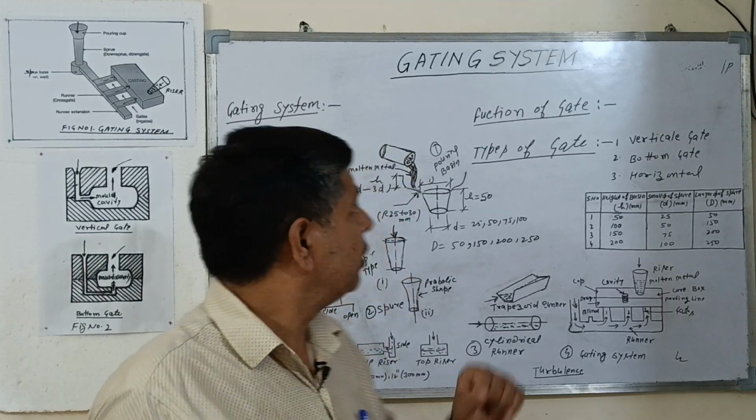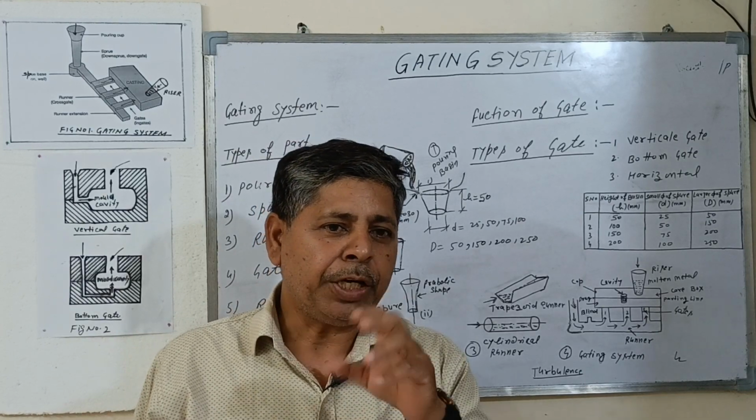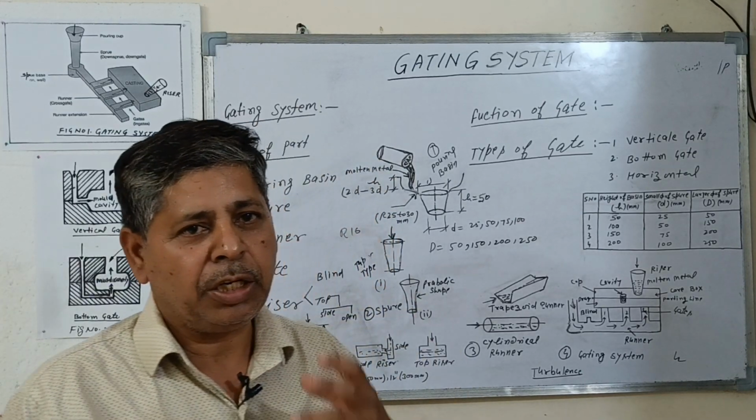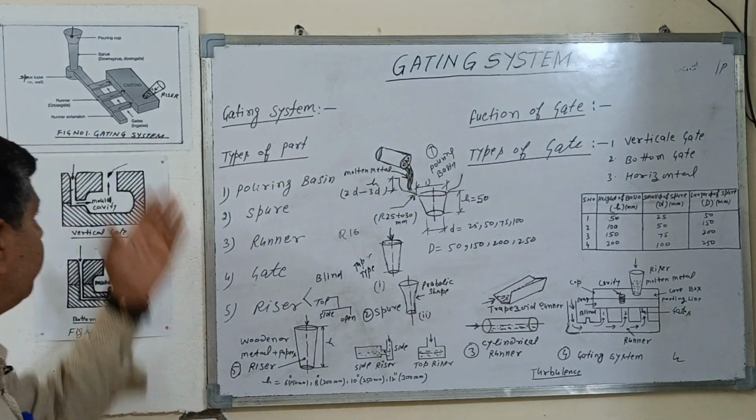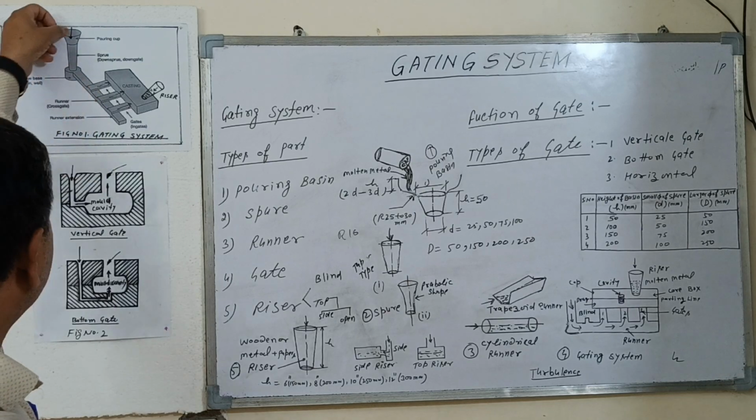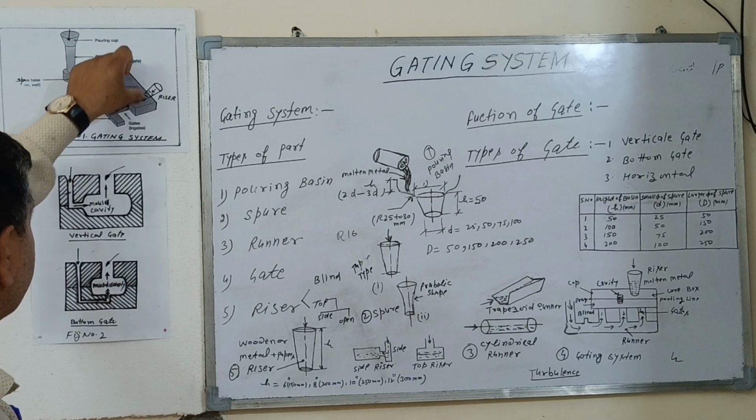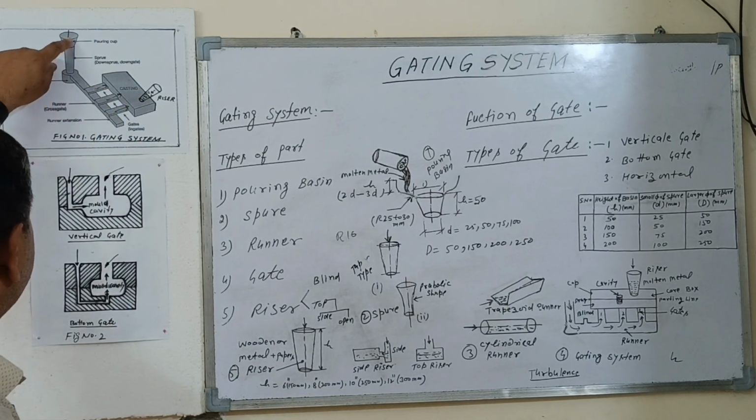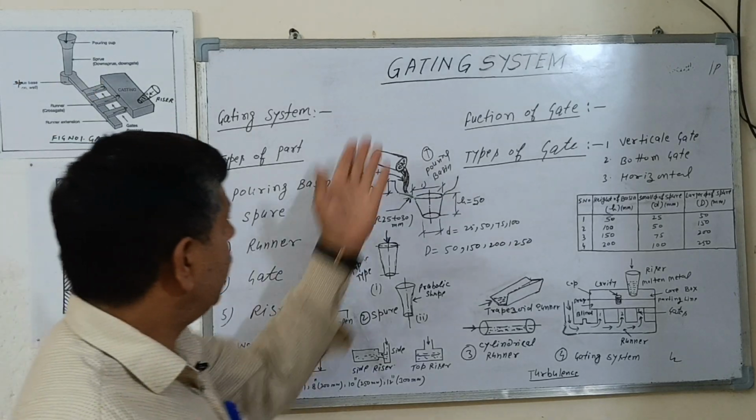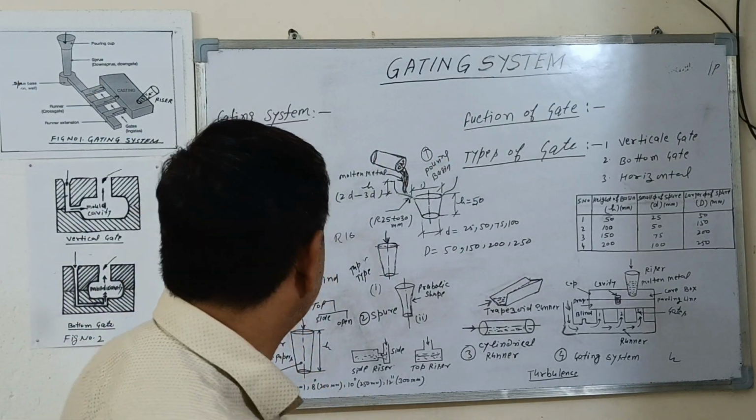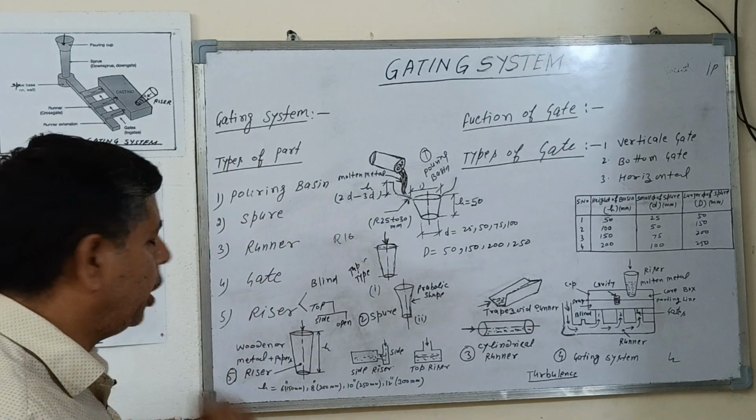In this process, the gating system plays a very important role in completely filling the molten metal in a mold cavity. The definition of the gating system is carried out from this figure. You can see this figure. It is a passage through which the molten metal is poured into the mold cavity with the help of the pouring cup, sprue, runner and gates. The gating system consists of different parts like a pouring basin, sprue, runner, gate and risers.